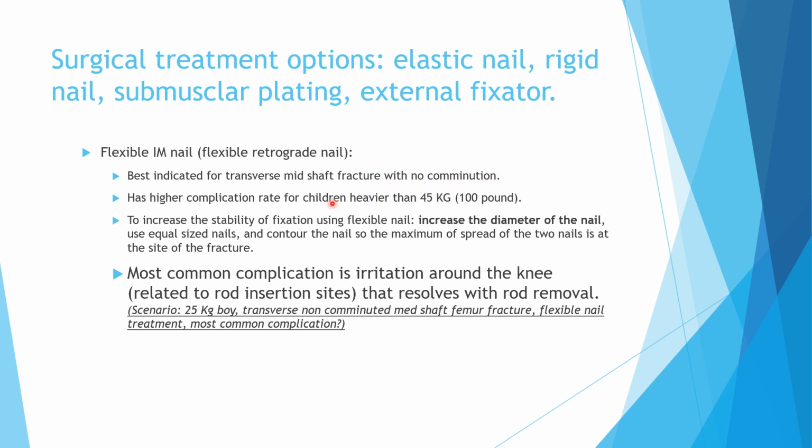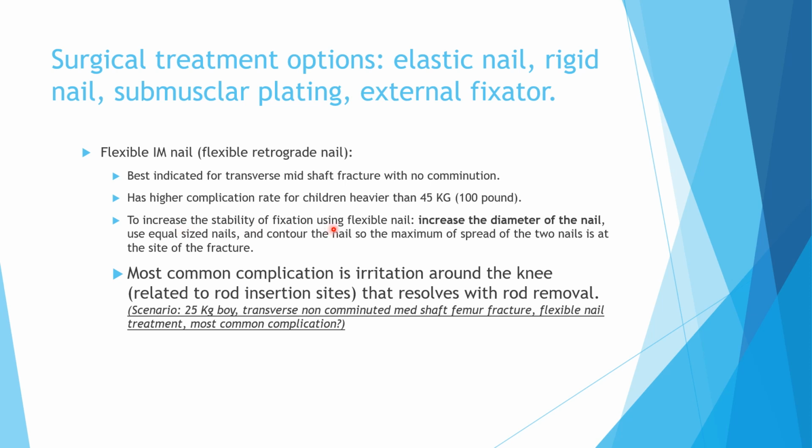Also, the child should be less than 100 pounds, which is about 43 kilograms, because it was found that children over 100 pounds have more incidence of complication. So retrograde flexible nail, best indication: transverse fracture, no comminution, mid-shaft, in a child less than 100 pounds.